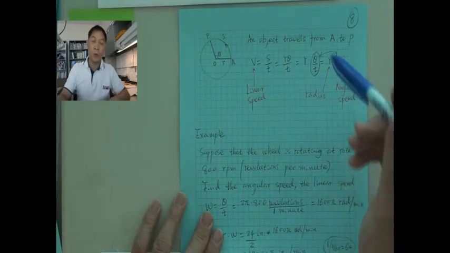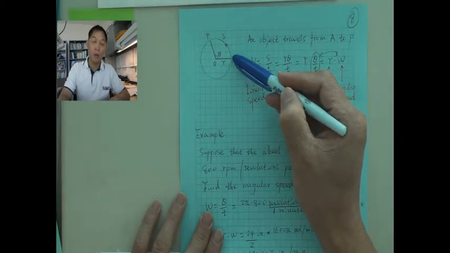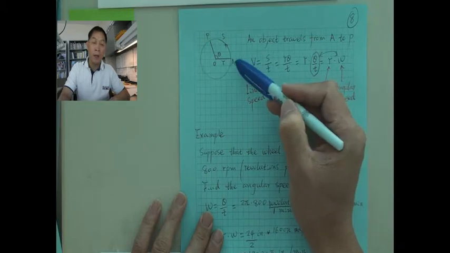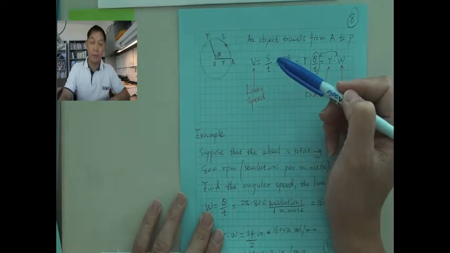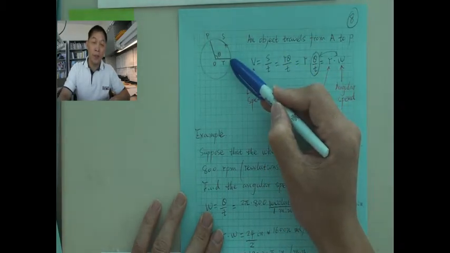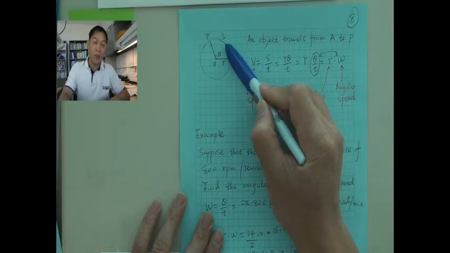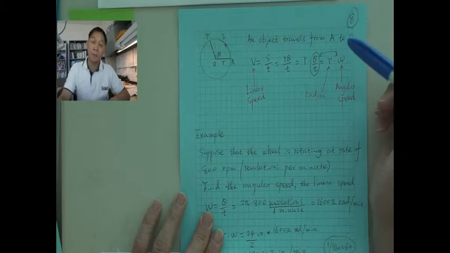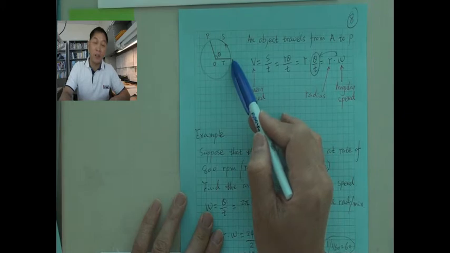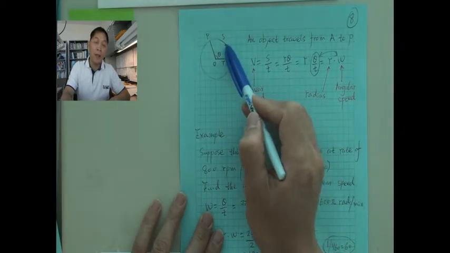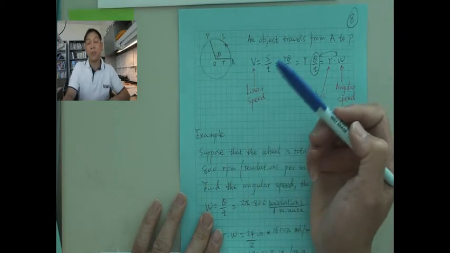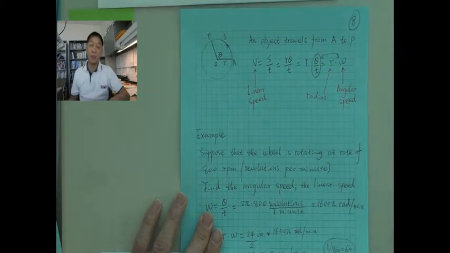You may assume there is an object that travels along this circle from A to P. You see, this is not linear. This goes along the circle. So how fast is the speed? We know the speed is travel distance from A to P. That's the length of the arc, that's S, divided by time. The distance divided by time, we get speed.